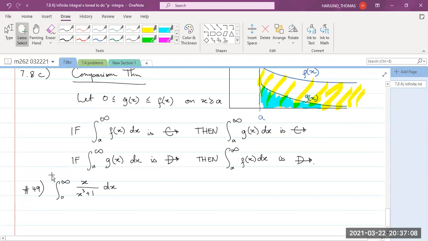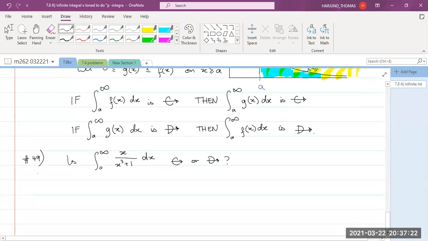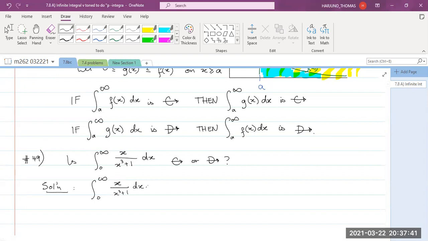Okay, so maybe I write it properly. Is this integral convergent or divergent? Okay, that's all we want. And solution: if you think it is convergent, then you try to bound it above by a bigger function that is convergent. If you think it's divergent, then bound it below by a function that is divergent.